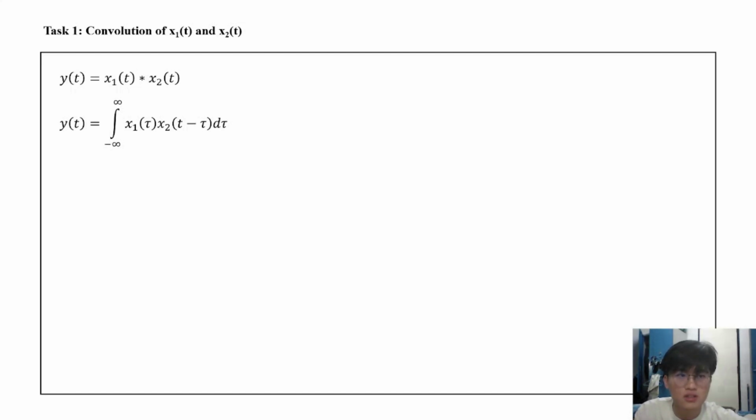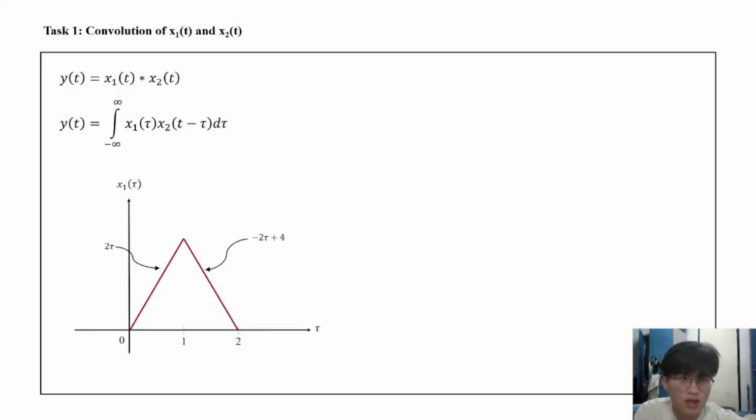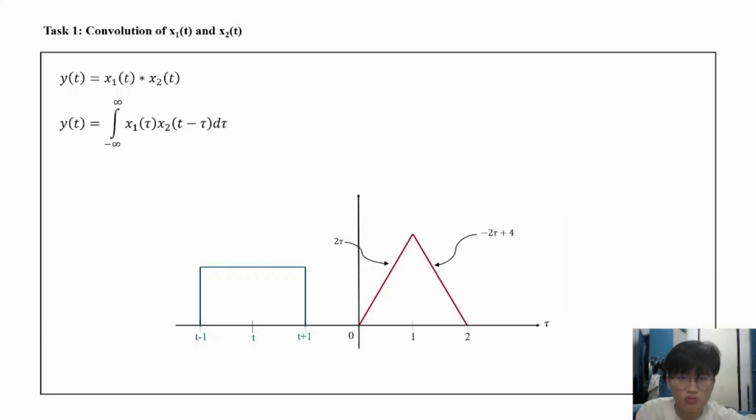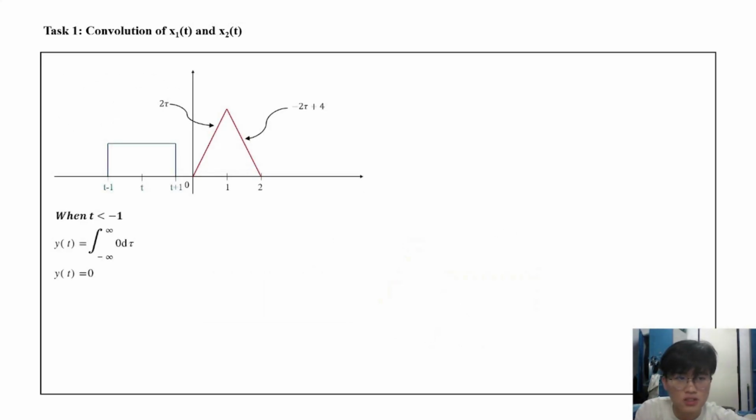According to the formula, the first step is to find x1(tau) and x2(t minus tau). Next, we calculate the integral of the product of x1(tau) and x2(t minus tau). However, to get a complete expression of y(t), we have to evaluate the integral for all values of t in order to consider the different cases of overlapping between the signals. Thus, we divide the time into a few different ranges.